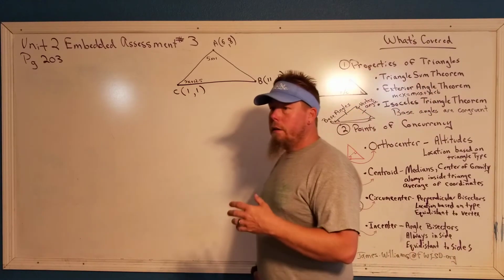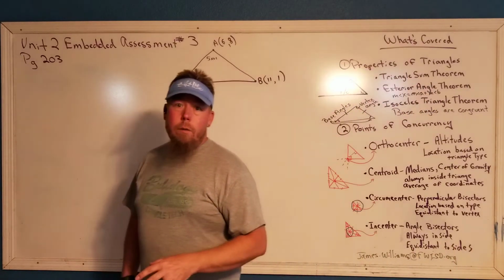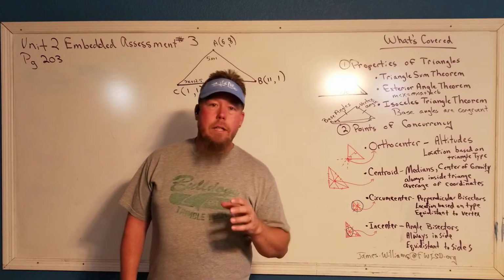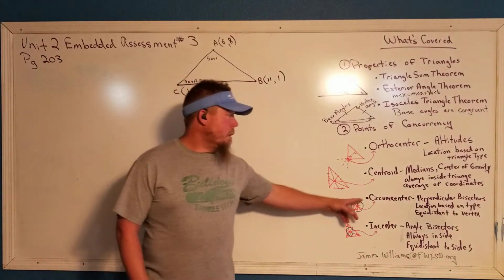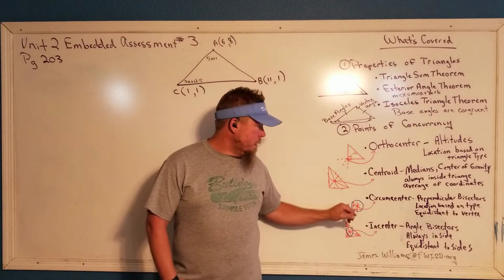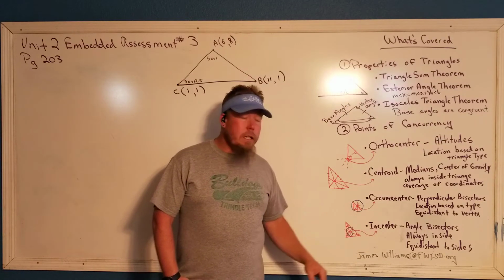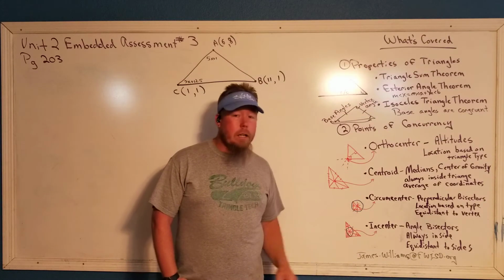Basically, it's the biggest circle that you could draw inside of a triangle, where the sides of the circle actually touch the triangle. Okay. With the circumcenter, it is equidistant to the vertices. All right. Whereas the incenter is equidistant to the sides of the triangle, okay?